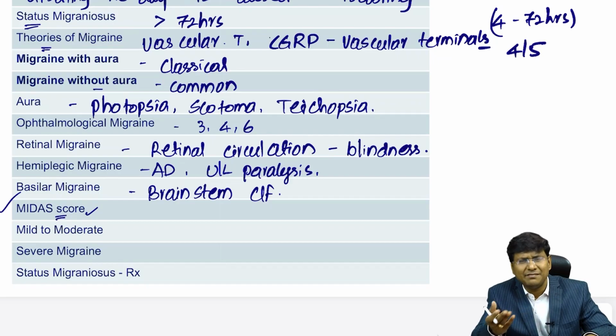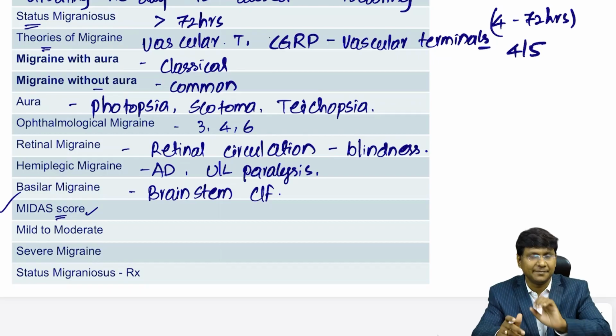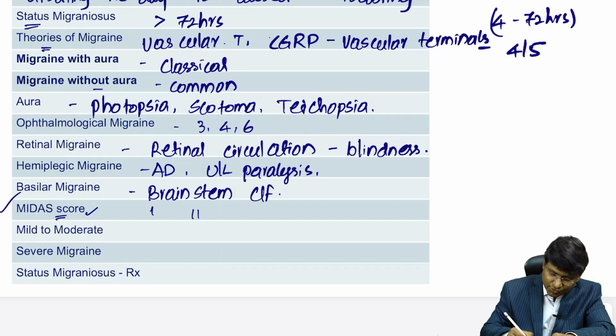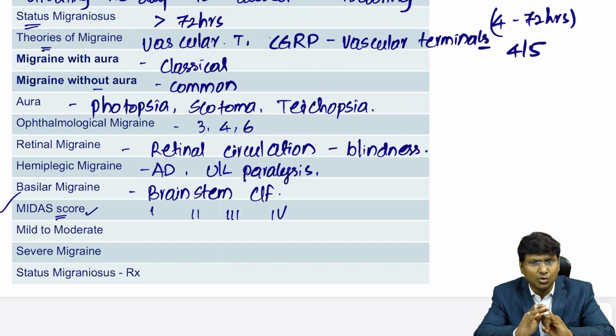In that MIDAS, you have a list of questionnaires, and this MIDAS is given grading. So that is 1, 2, 3 and 4. What is this grade 1? Where there is little or no disability, the score is around 0 to 5.